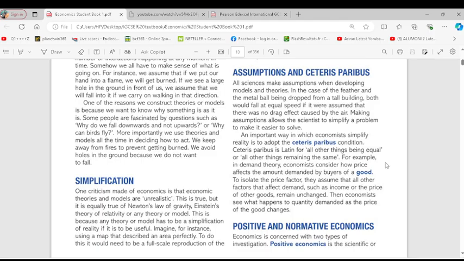An important way in which economists simplify reality is to adopt the ceteris paribus. For economists, to simplify reality, they use ceteris paribus, all things being equal. If we want to talk about demand, there are two factors in demand: the price and non-price factors. If we have to deal with price, all other factors that are not price will remain constant. That is ceteris paribus. They remain the same.